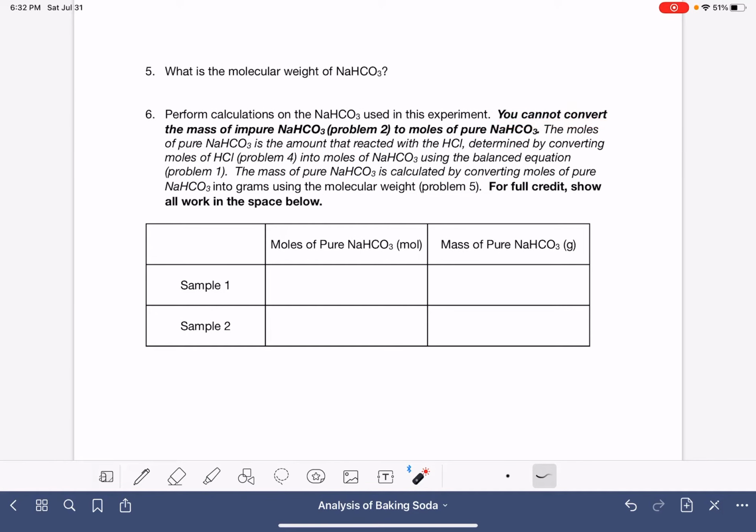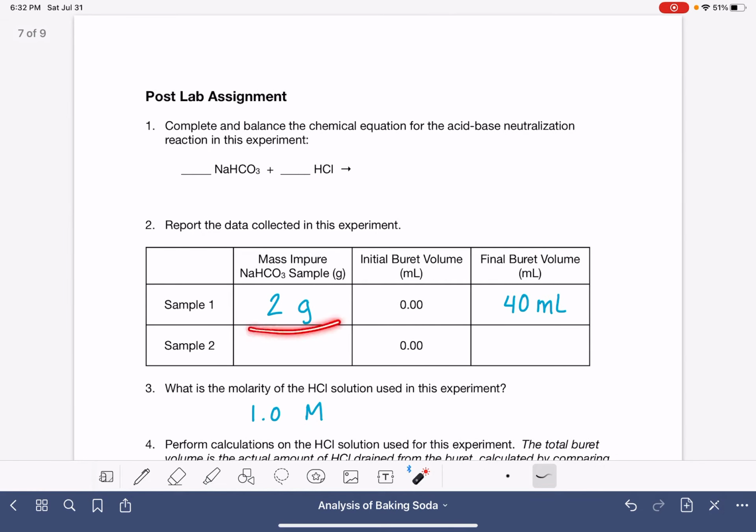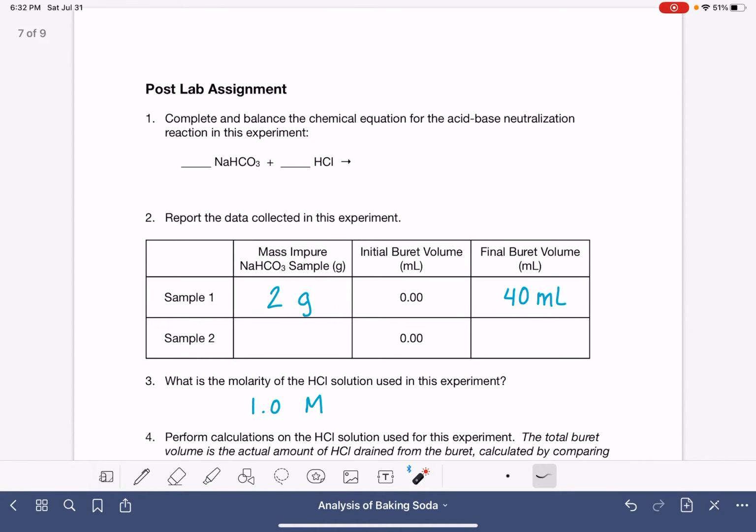You cannot convert the mass of impure sodium bicarbonate from problem 2 into moles of pure sodium bicarbonate. So what that is saying is that you cannot use this number right here and do a gram to mole conversion on that number, because this is an impure sample. So this 2 grams is not 2 grams of NaHCO3. There's something mixed in there as well. We don't know how much of this 2 grams is the NaHCO3. That's what we're trying to figure out. So don't do a gram to mole conversion. It's not going to work.